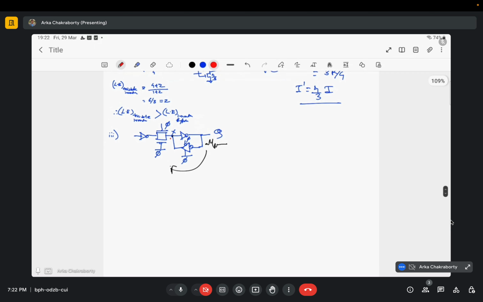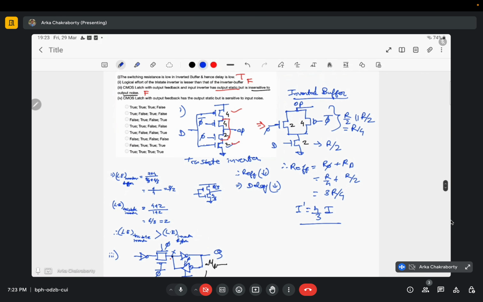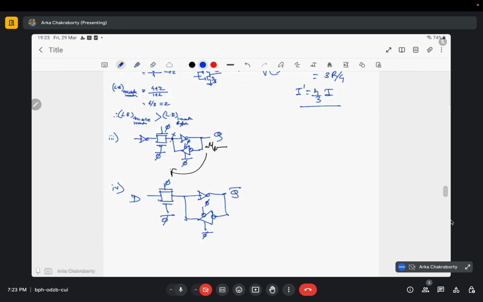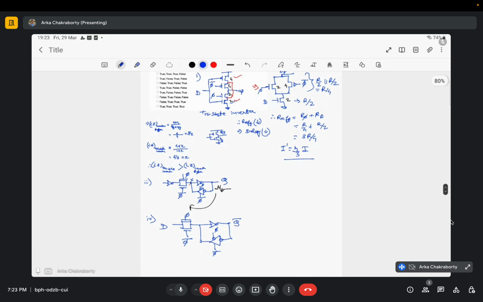Okay, fine. So let's move to the next statement: CMOS latch with output feedback has the output static but is sensitive to input noise. Let us look into it. CMOS latch, nothing is there in the input, only output. D, Q bar, phi bar.